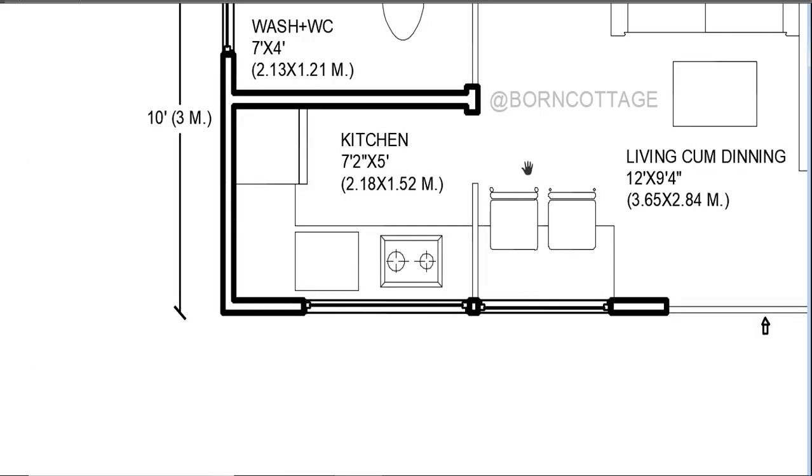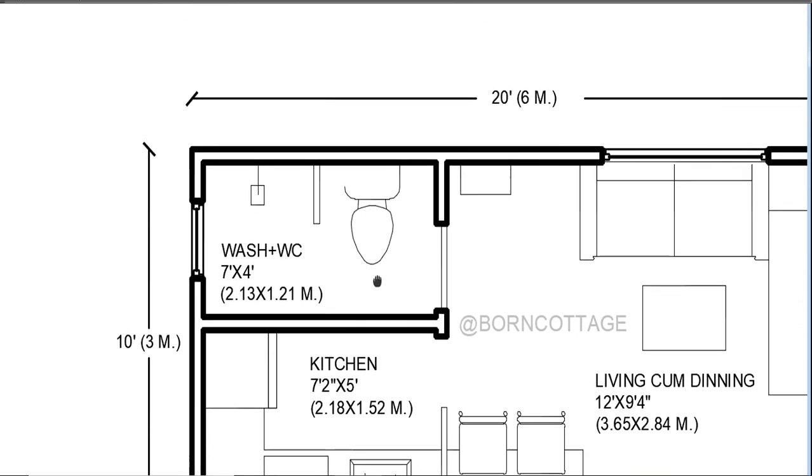After that we will go left side. So we have kitchen area. The size of the kitchen area is 7 feet 2 inches into 5 feet, in meter 2.18 into 1.52 meter. You can see here the large size window for ventilation of the kitchen, and you can see here the burner, sink and also refrigerator arrangement.